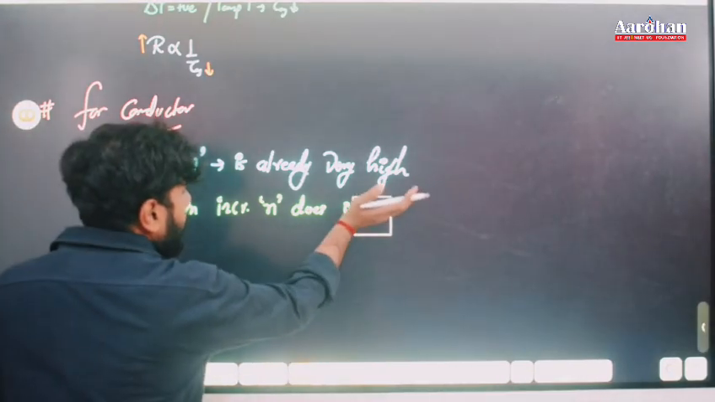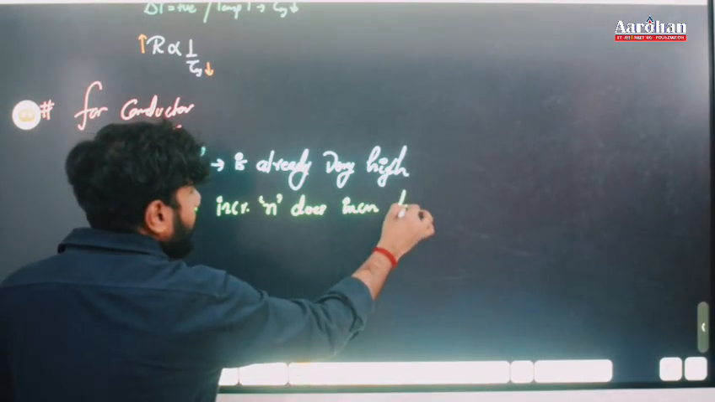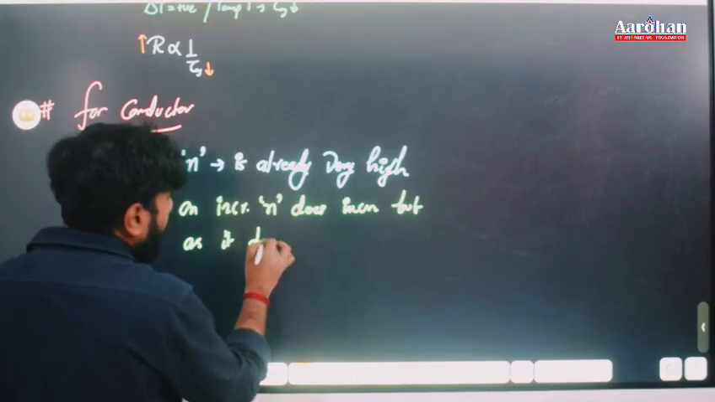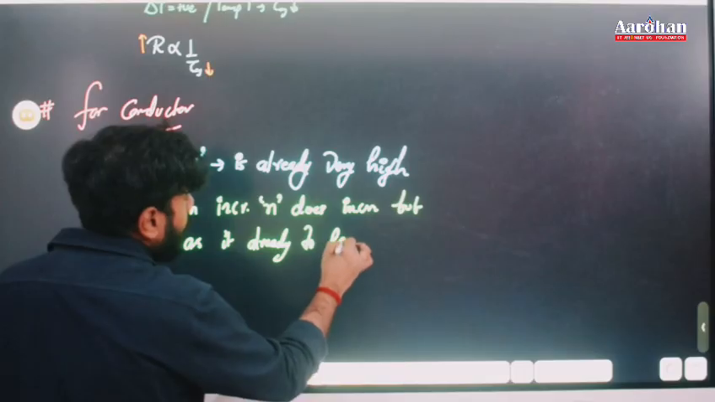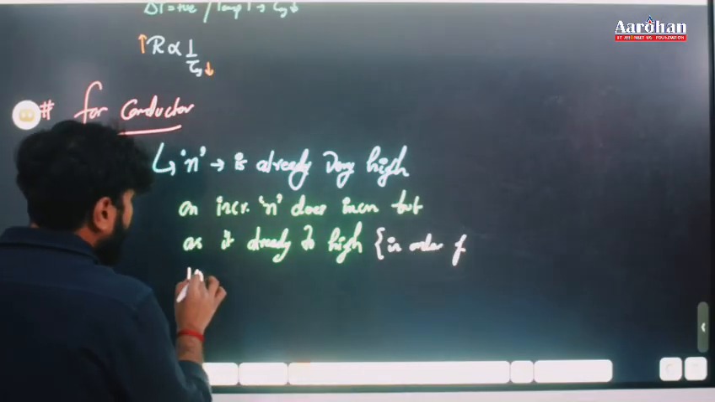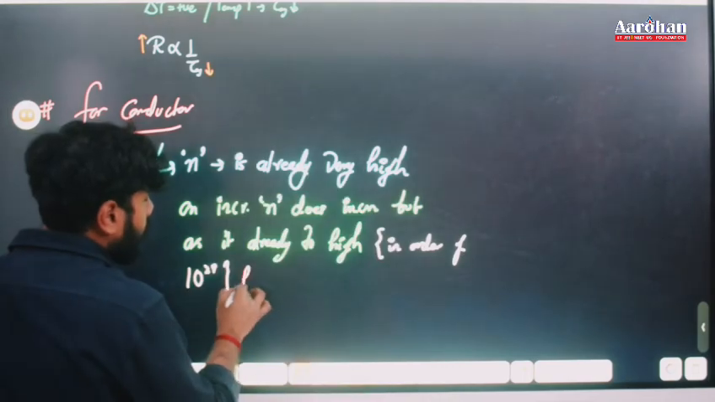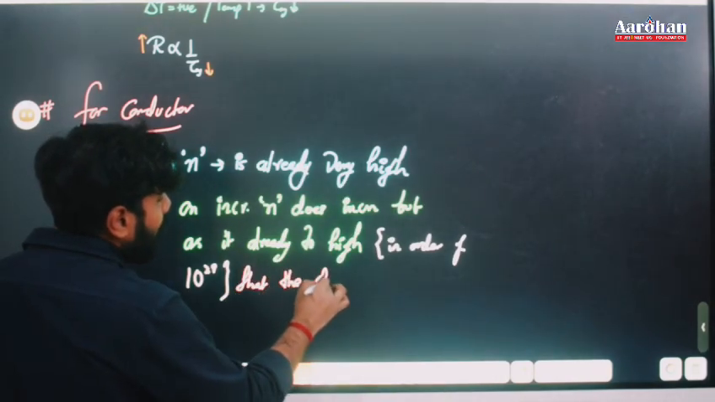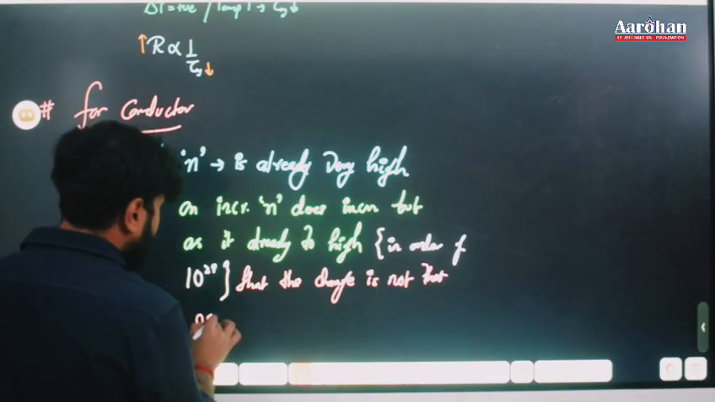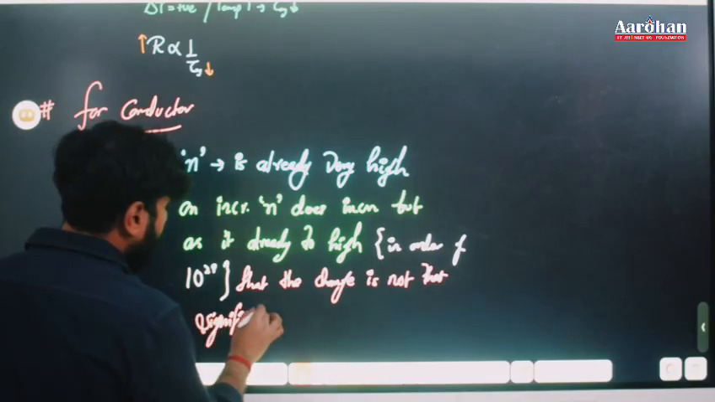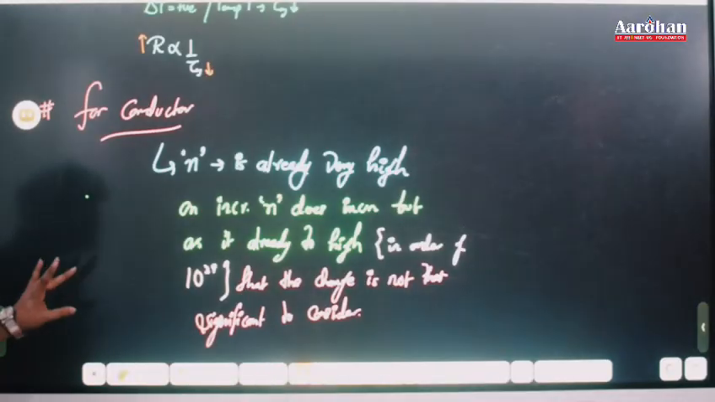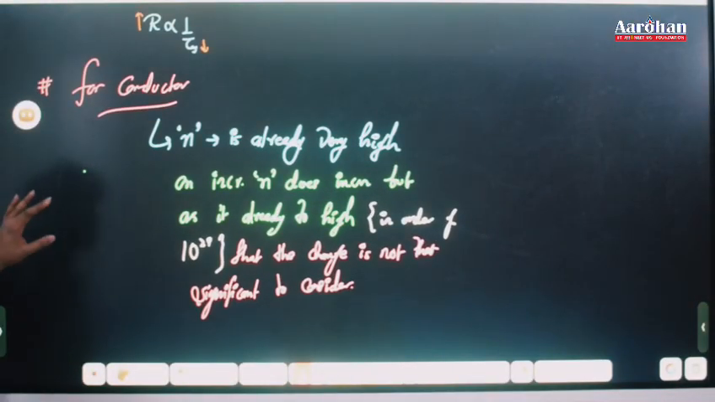See, on increasing temperature, it does increase, but as it is already too high, how big we are talking about? In order of 10 raised to power 28. It is already so high that the change is not that significant to consider. Got it? It is increasing, but it is already so high in number that the change is not significant to consider. Got it?